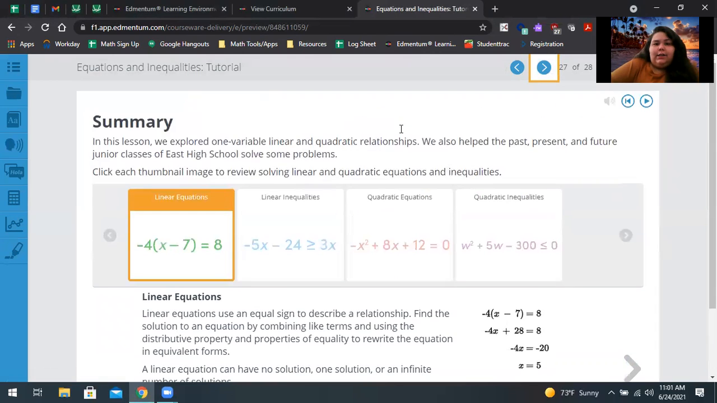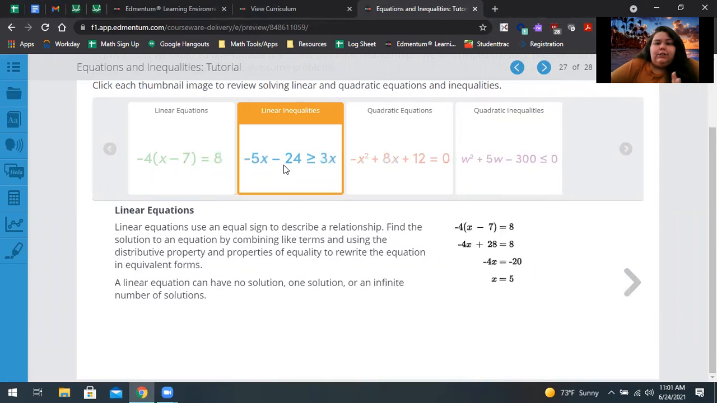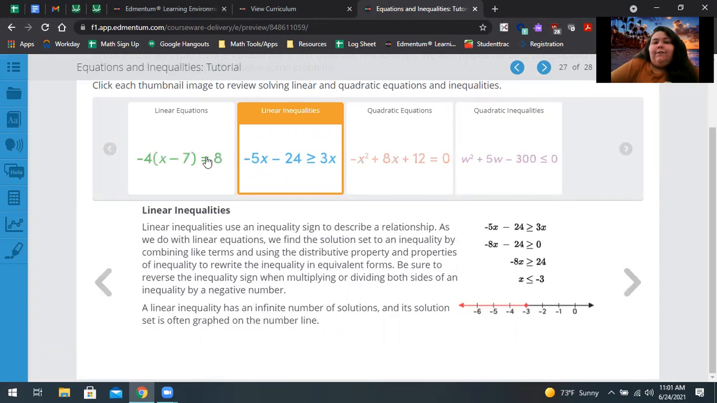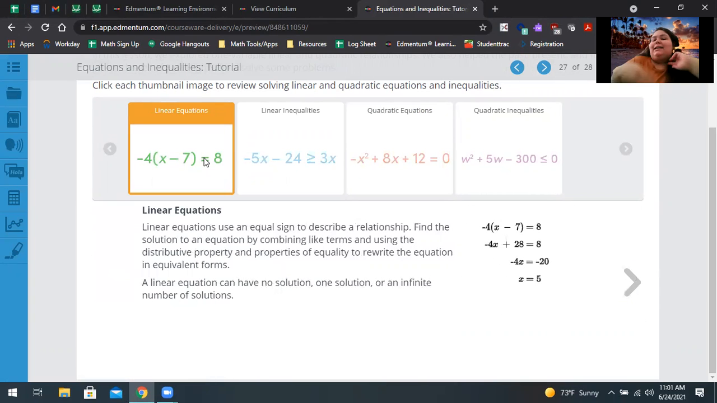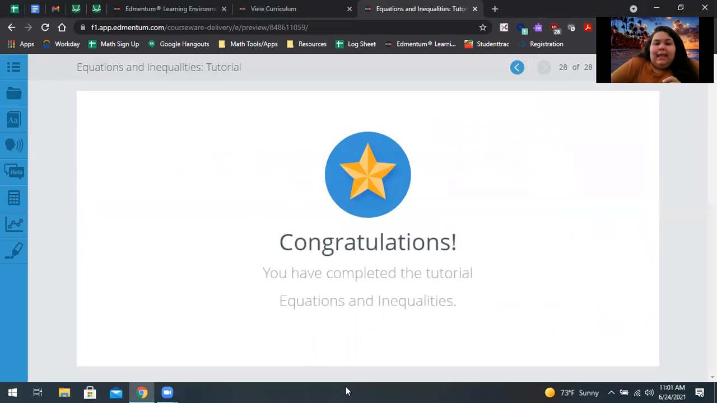Again, here on slide 27, it's a little bit of a summary of what you did with the linear equations versus those inequalities. They're very similar. The last final step is that you want to consider your inequality symbol, and then you just have to graph. Quadratics take a little bit more steps because you have to check those intervals to make sure which one is true and which one is false, and you only want the true portion. And that is it for this tutorial.